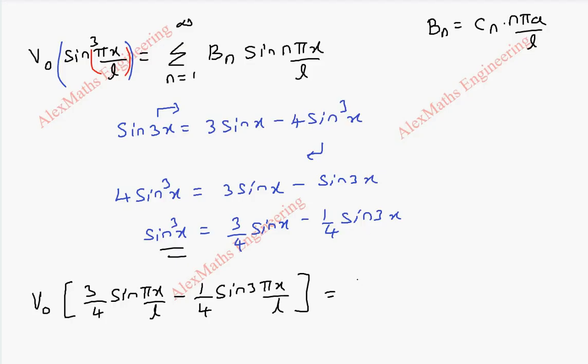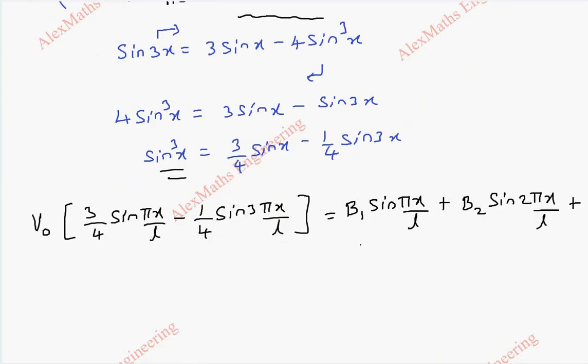And on the other side we have the summation. Let's expand the summation. Now when I take n as 1, I get b1 sin 1 pi x by L. Then when I take it as 2, I get b2 sin 2 pi x by L. When I take it as 3, then b3 into sin 3 pi x by L. When I take it as 4, b4 into sin 4 pi x by L, and so on.